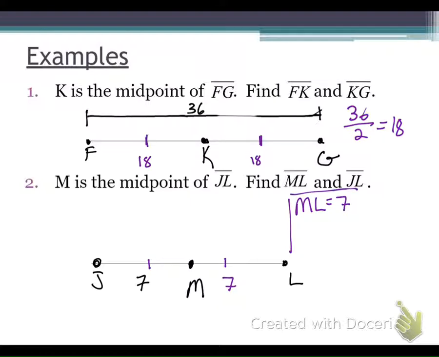And then we also want to know the total length of JL. How do I find that? We're going to add 7 plus 7. Yep. So 7 plus 7 is? 14. Nice job, guys. So we see the whole length of that segment is 14. Because it's the midpoint, we know that they're both 7. To find the total length, we just add them up, and we end up with 14.